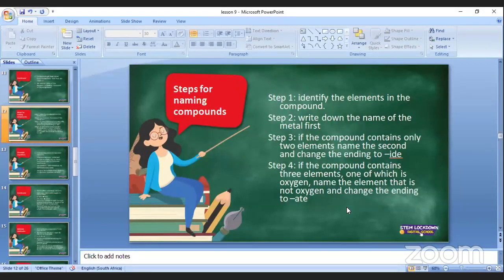Number 1, you identify the elements in the compound. You write down the name of the metal first. You already know which elements are metals, right? So now if you see this is a metal, you write the name of the metal first. For example, if the compound contains only 2 elements, name the second and change the ending to IDE. If the compound contains 3 elements, one of which is oxygen, name the element that is not oxygen and change the ending to ATE. So now we never name the oxygen first. Are we clear?